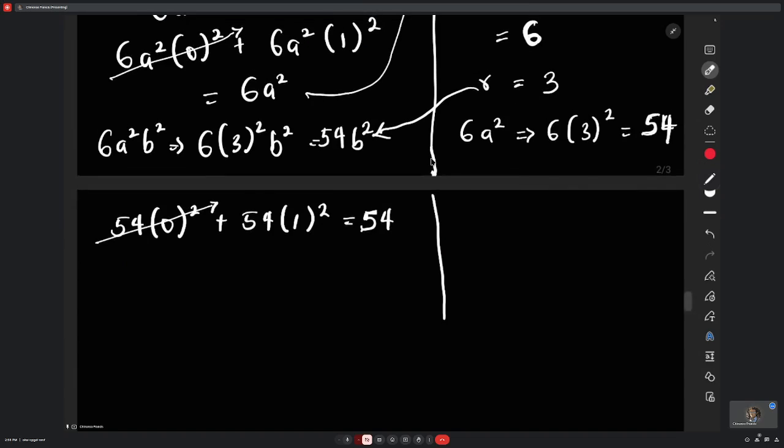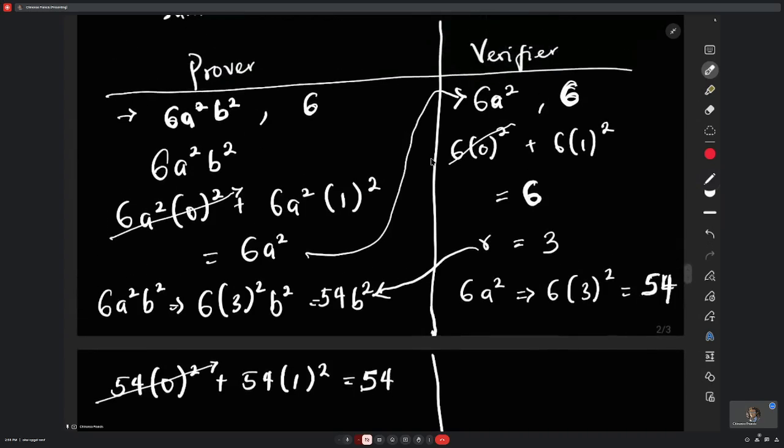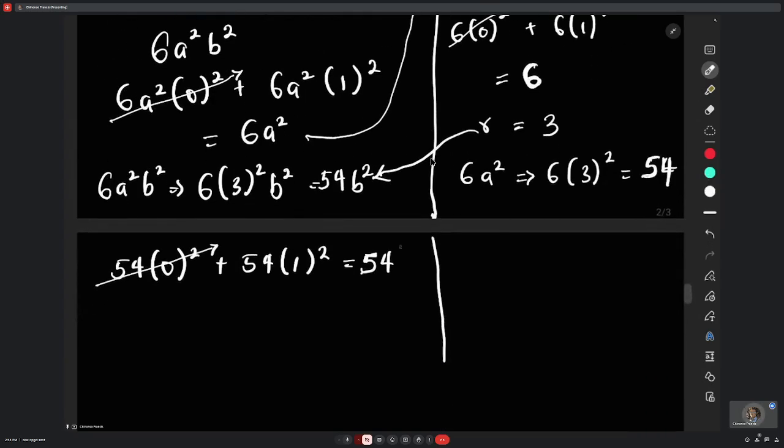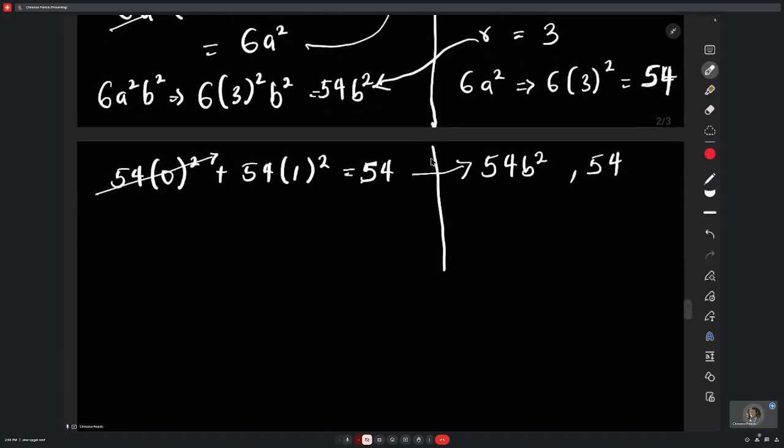Okay. So the prover sends 54 b squared, and 54 not necessarily because the verifier can calculate this already. It sends it over to the verifier. So what does the verifier now do? The verifier evaluates it at 0 and 1.